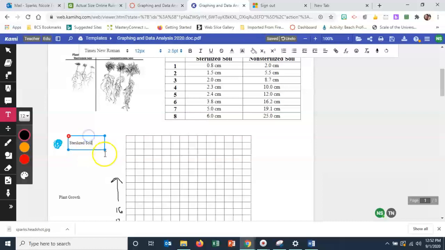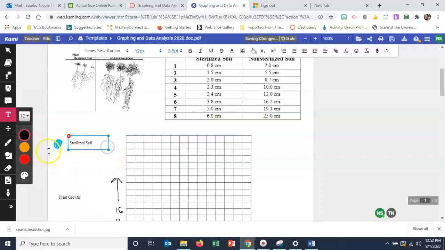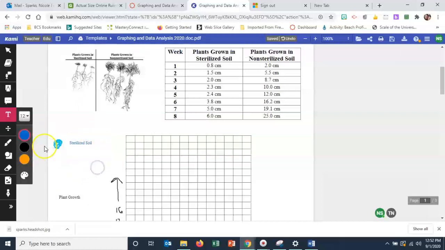Move this just a little bit. Oops, nope. We're good. I did not spell soil wrong, did I? Did not. There we go. And then I'm going to pick another one. Now I did it. There we go. Click out of there.